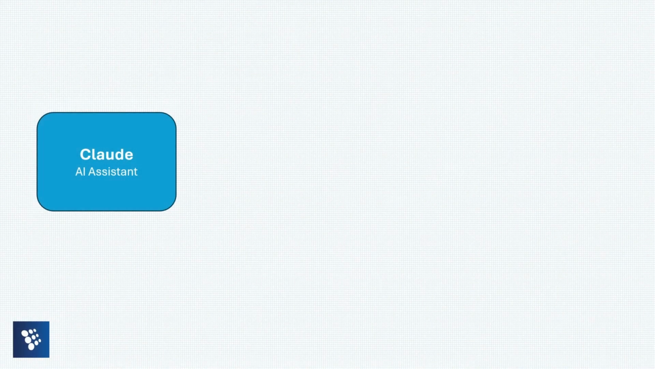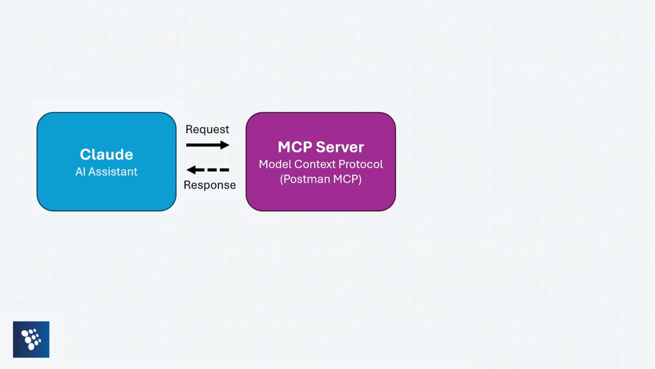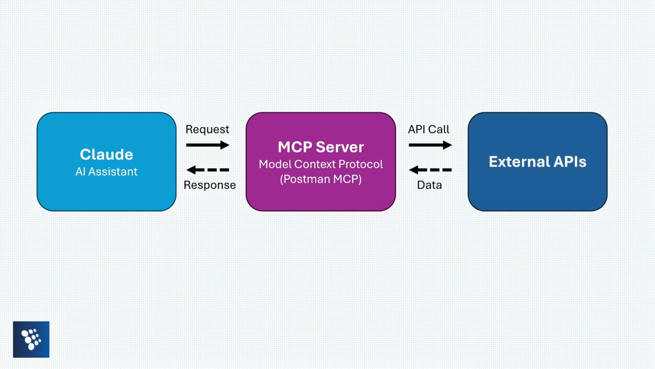Think of MCP like this. Your AI assistant is incredibly smart, but it lives in a bubble. Without MCP, it can only work within its training data. An MCP server is a lightweight middleware layer. It exposes a set of tools, discrete actions the AI can invoke. When you connect an MCP server to Claude, the model reads those tool descriptions and decides when to use them, calls them automatically, and incorporates the results into its response.